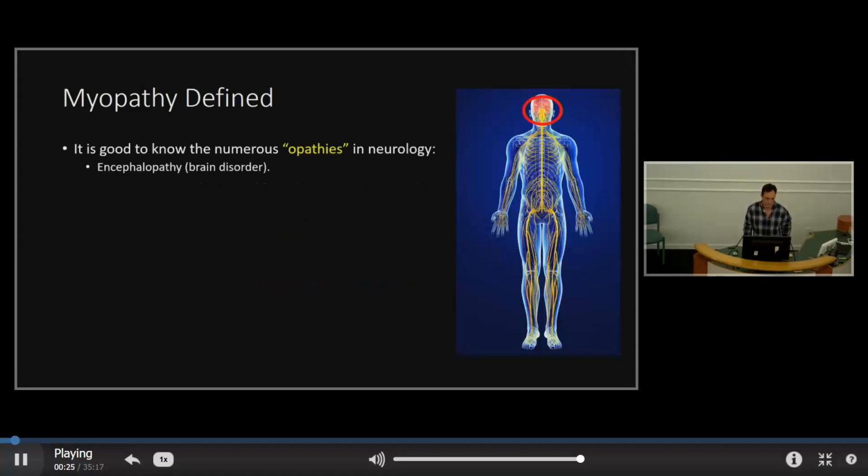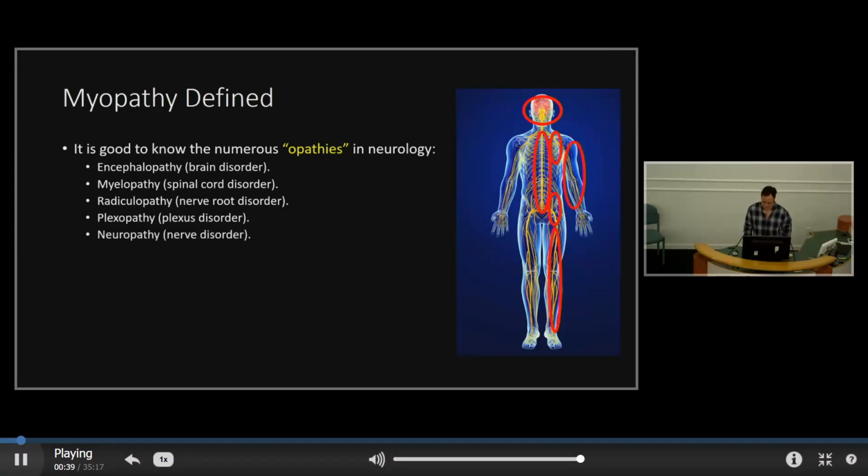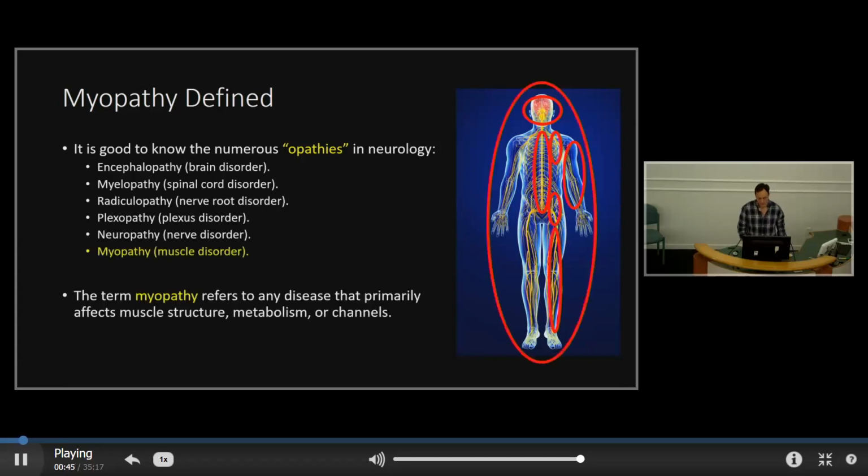Okay, so we always talk about the opathies in these latter talks. Encephalopathy is brain disorder, myelopathy, spinal cord disorder. I repeat these things over and over so that you become very familiar with this terminology. Trust me, it'll help you later. Radiculopathy, nerve root disorder, plexopathy, plexus disorder, neuropathy, nerve disorder, which we discussed last week, and of course today is myopathy. More specifically, myopathy refers to any disease that primarily affects muscle structure, metabolism, or channels.